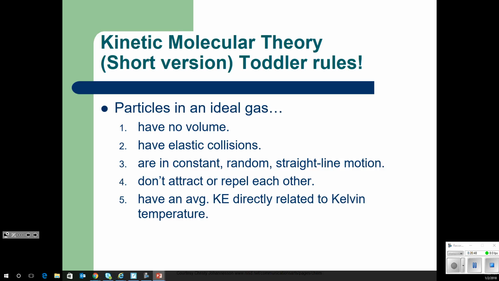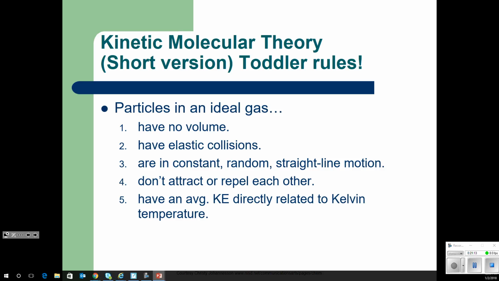Okay, and the last one, number 5. They have an average kinetic energy, or average energy, related to the Kelvin temperature outside. If it's warm, they want to go outside and they want to play at the park. I want to go down a slide. I want to play in the sand. But if it's cold outside, they might go outside for a little bit, then they'll come in, I want my blankie to snuggle, right? So they don't move very much when it's cold outside. They want to just snuggle.